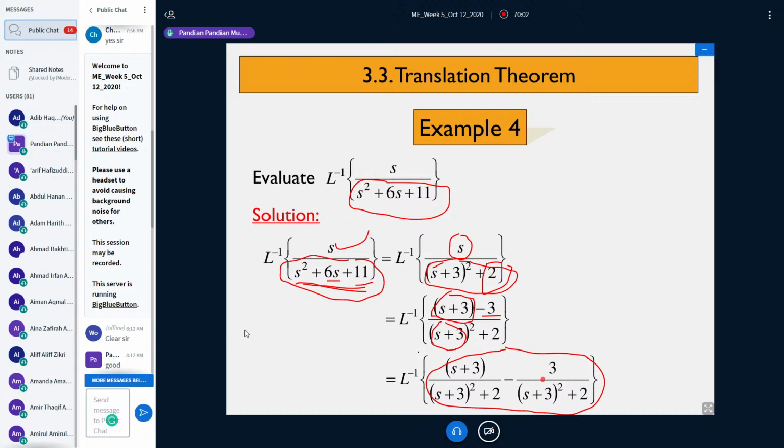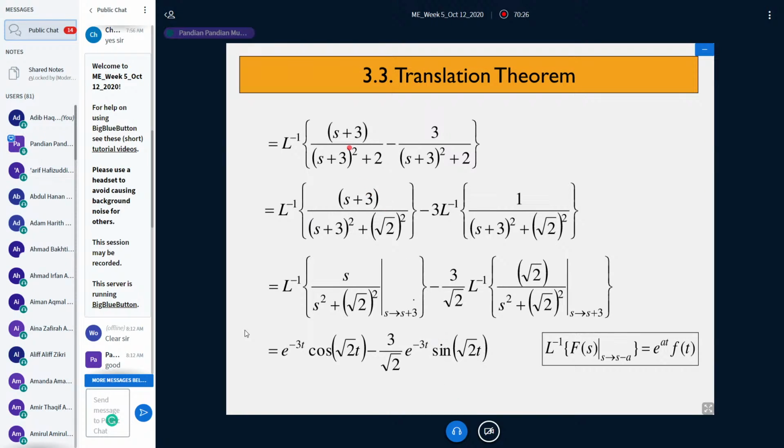Sine kt is k over S squared plus k squared. So this must be k, and this must be k. S plus 3, you just use the translation theorem. But the answer is sine. This one confirm cos. So how do we do that? We do another manipulation. This one (S plus 3) squared plus 2. If you want to use cosine, this must be root 2 squared. You modify this. So now, inverse of this, you can write this form, but S must be S plus 3.